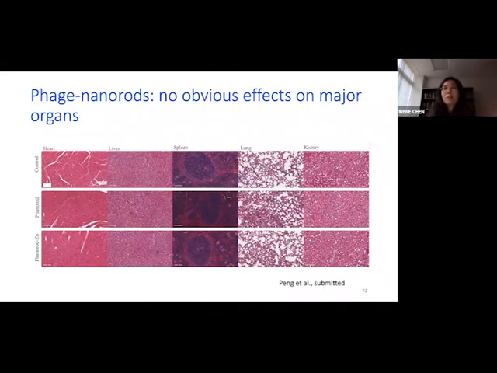So the question that people always ask with a new therapy is, okay, maybe it works to kill the bacteria, but what about the toxicity on the animal? And we've done some histology to show that there's no obvious effect on the kidney and the liver, which are the places where you tend to see toxicity.